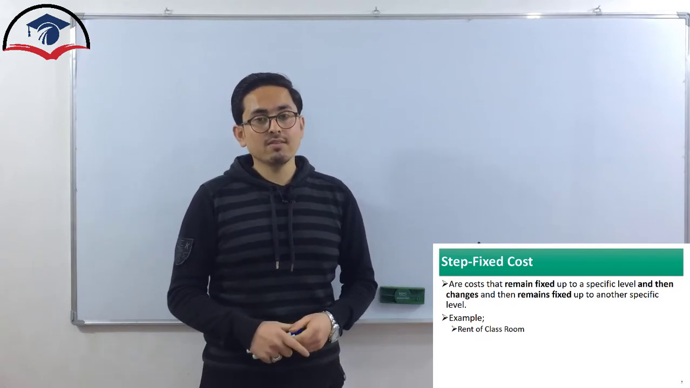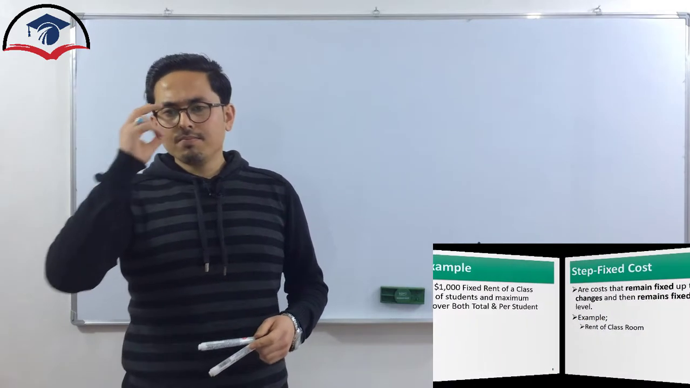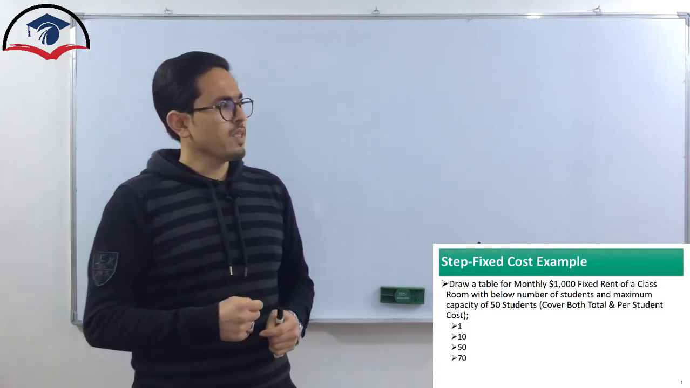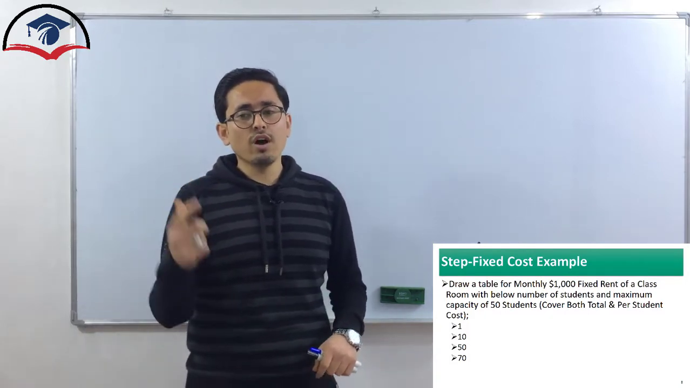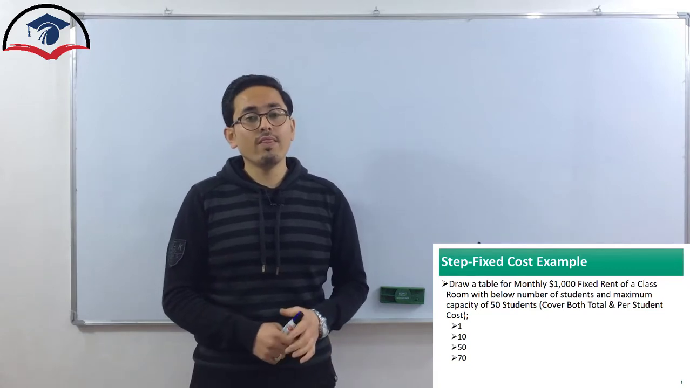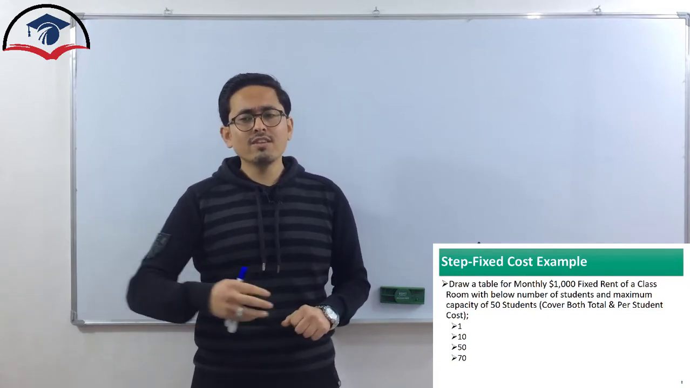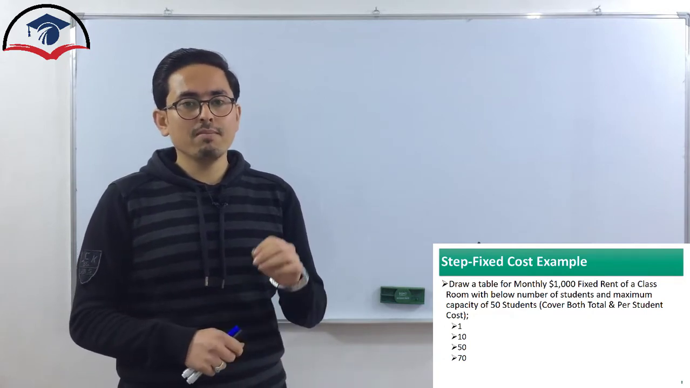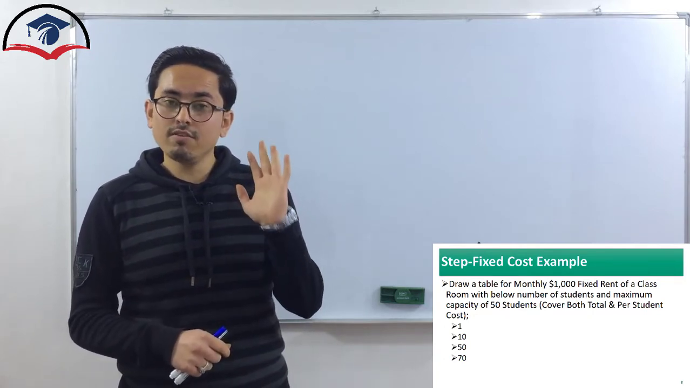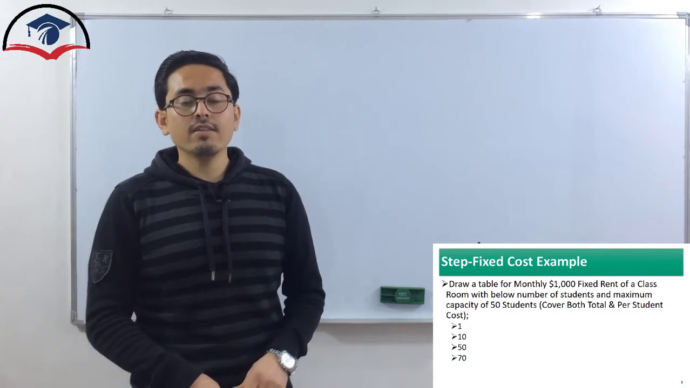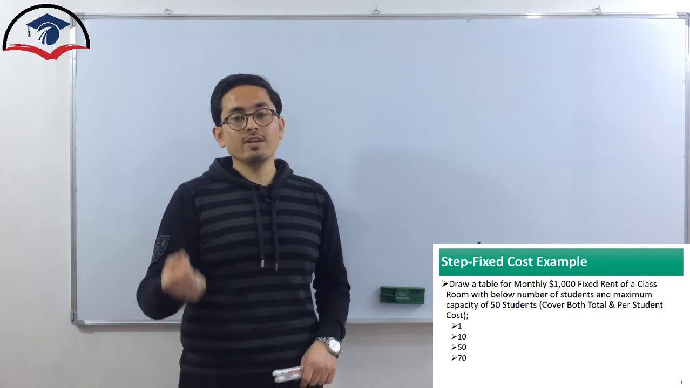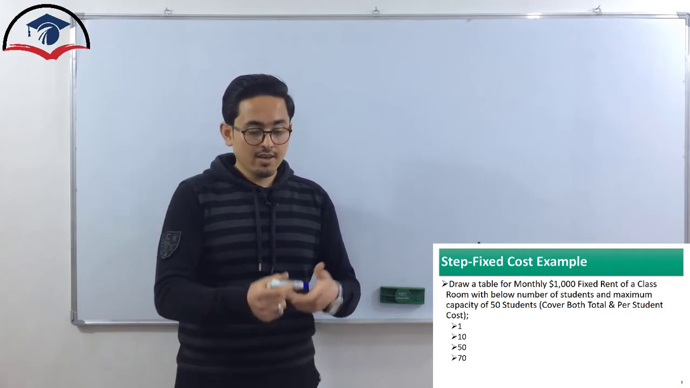rent monthly. As always, a beautiful example is here, and the example tells us to draw a table for a monthly $1,000 fixed rent of a classroom with the below number of students, and the maximum capacity is 50. Remember, 50 is the maximum capacity, and they told the number of students we need to draw the table for is 1, 10, 50 and 70.